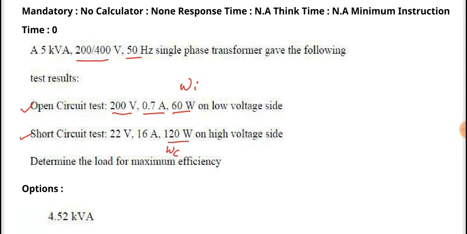Okay, so in the given question, first you check what is the rated current in the secondary side. So rated current IR is equal to, so how much kVA? It is 5 kVA. So 5 into 10 power 3 VA divided by how much voltage we are applying on secondary side, which is 400. So how much is it? It is going to be 12.5 amperes of current, but they have given 16 amperes here. So for that we need to convert.